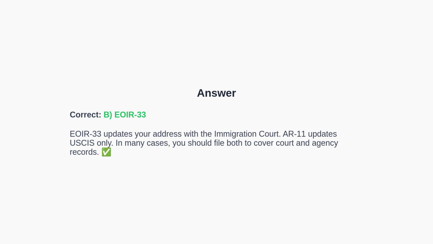The correct answer is B, EOIR 33. This is the form for updating your address with the immigration court. AR 11 updates USCIS records, but does not update EOIR's court records.